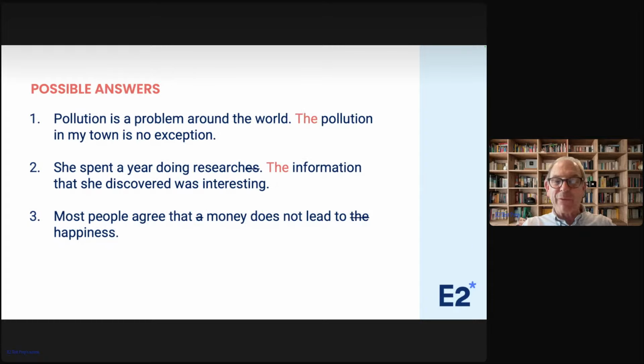Pollution is a problem around the world. Full stop. The pollution in my town is no exception. Pollution in general, the pollution in my town, specific. She spent a year doing research, in general, not plural. The information that she discovered was interesting. The information, specific. Most people agree that money does not lead to happiness. Money, happiness, abstract nouns, uncountable, we don't have an article.